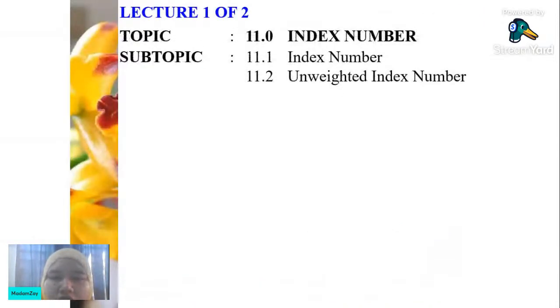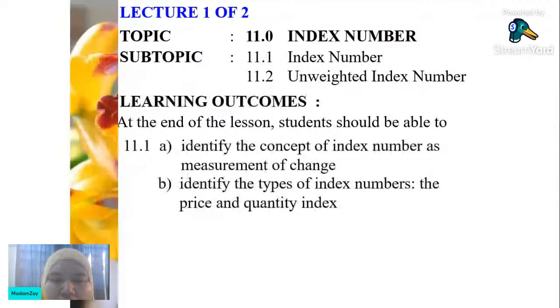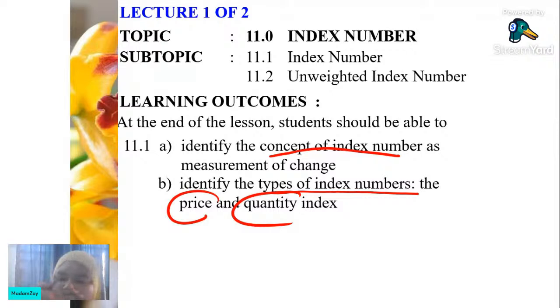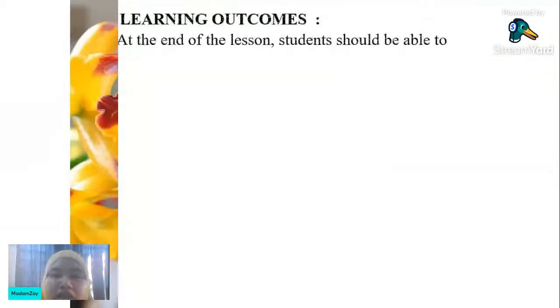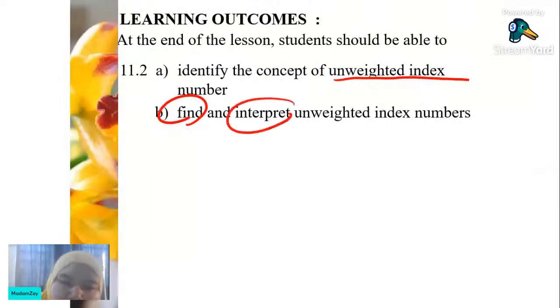So what are the learning outcomes? At the end of the lesson, students should be able to, for 11.1a, identify the concept of index number as a measurement of change. And then for B, to identify the type of index number, which is price and quantity index. So we are focusing on 2 types of index, price and quantity. And then for 11.2, we have to identify the concept of unweighted index number and find, also interpret the unweighted index number.